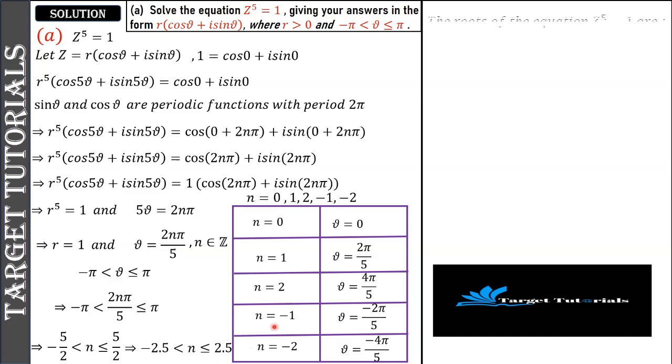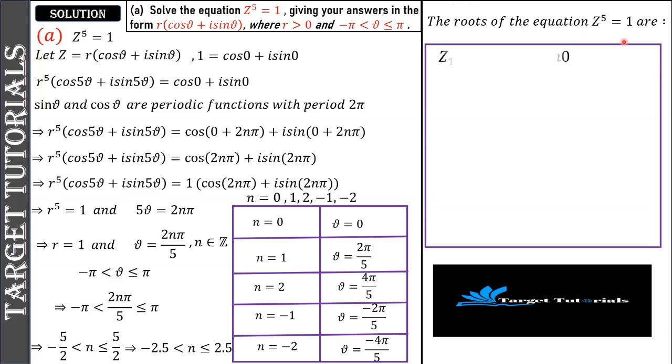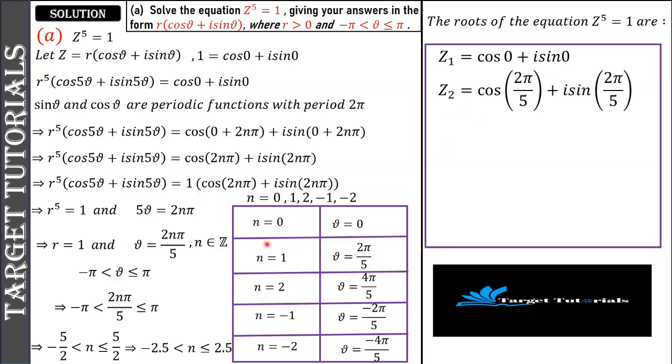From which, having these values of theta, we can come inside the expression. The roots of the equation z to the power 5 equals 1 are going to be, respectively, z1, when n equals 0, theta equals 0, and obviously r remains 1. So z is going to be equal to 1 times cos 0 plus i sin 0. Moving forward, when n equals 1, we get the second root, which is cos 2 pi divided by 5 plus i sin 2 pi divided by 5, because r remains 1.